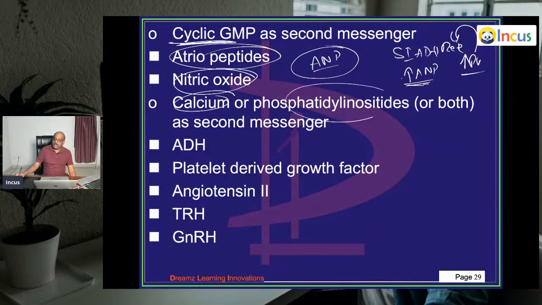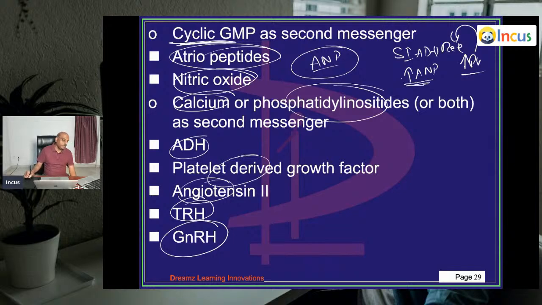Calcium or the phosphatidyl inositides are the secondary messenger for ADH, platelet-derived growth factor, angiotensin II, TRH, GnRH. Whether you like it or you don't like it, you have to mug it. There is no other option. Definitely it will come, an important item.